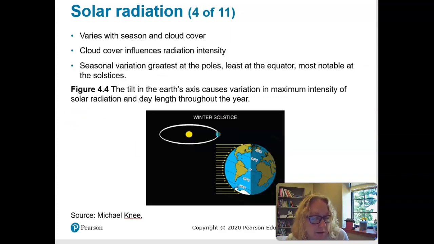Again, this varies with season and cloud cover, and the Earth tilts. This should not be brand new information. The Earth tilts. So yes, you're going to get the most at the equator, but you also are going to get a different distribution depending on the seasons. Seasonal variation is obviously going to be the greatest at the poles, where they get all sun or all darkness. And it's going to be the least notable at the equator and most notable at the solstices on any given side.